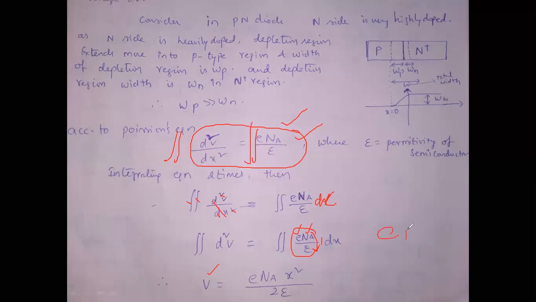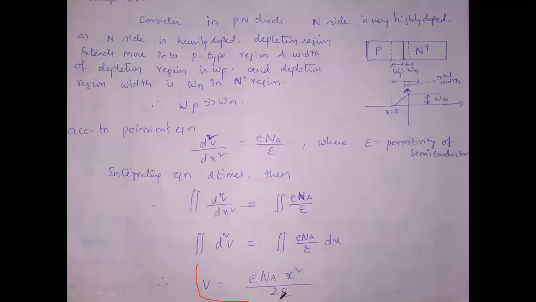Therefore, I am getting E NA by epsilon into x, and one integration remains. Since this is constant, I am taking it outside, writing E NA by epsilon. I am left with the integral of x dx, which equals x square by 2. Therefore, x square by 2 is here. So if I double integrate this, I will get this equation.